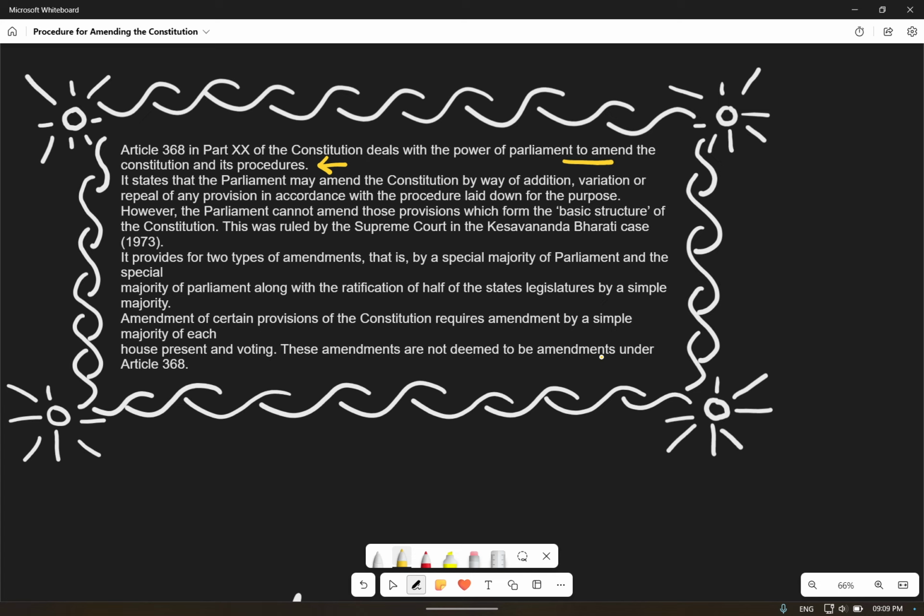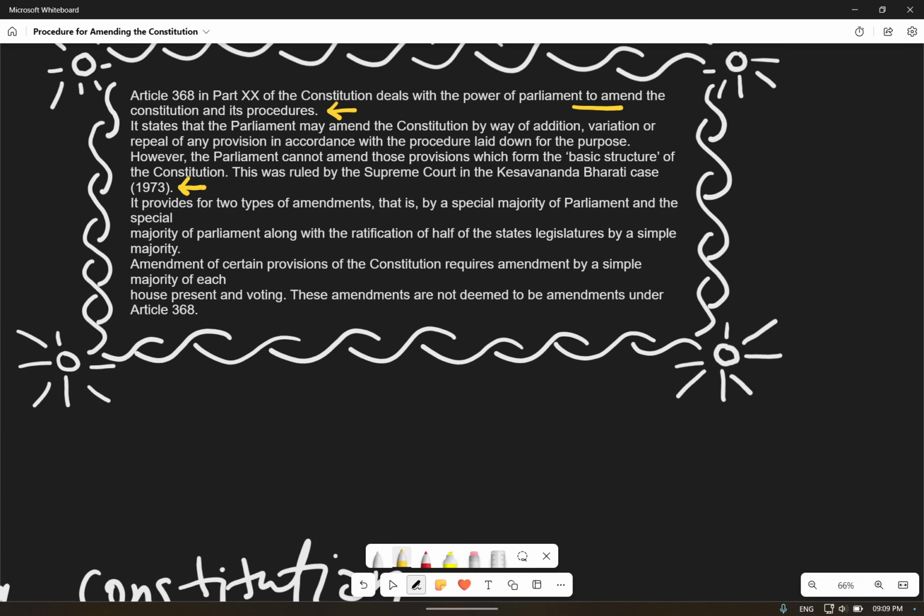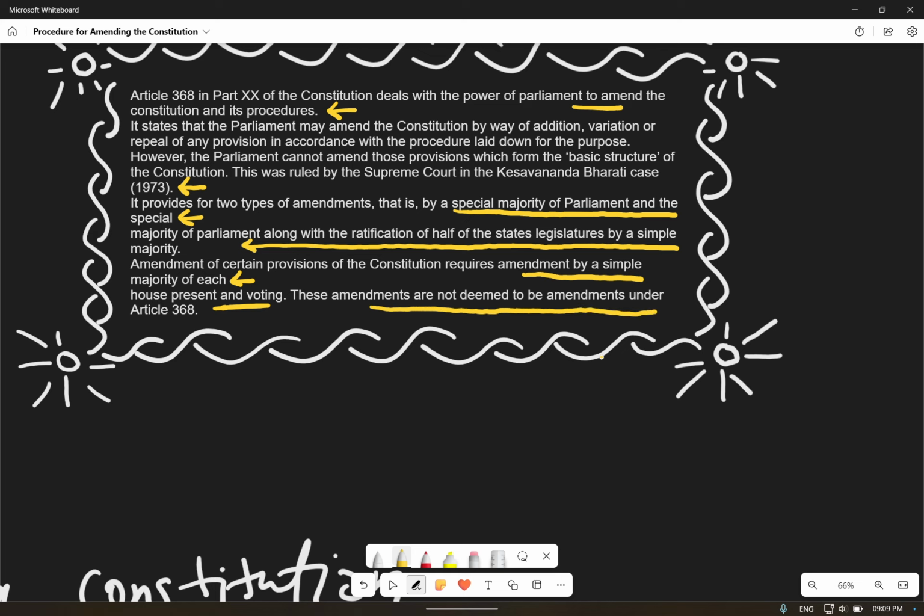However, the parliament cannot amend those provisions which form the basic structure of the constitution, and this was ruled by the Supreme Court in the Kesavananda Bharati case in the year 1973. We have discussed this in detail. It provides for two types of amendment, that is by a special majority of parliament, and a special majority along with the ratification of half of the state legislatures by a simple majority. Another one: amendment of certain provisions of the constitution requires a simple majority of each house present and voting, and these amendments are not deemed to be amendments under Article 368.